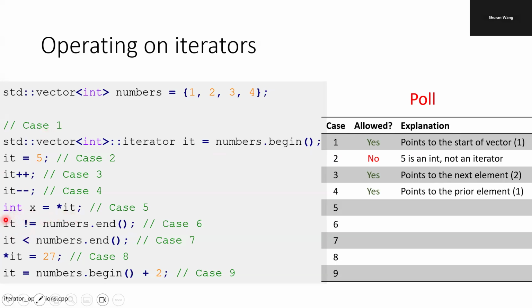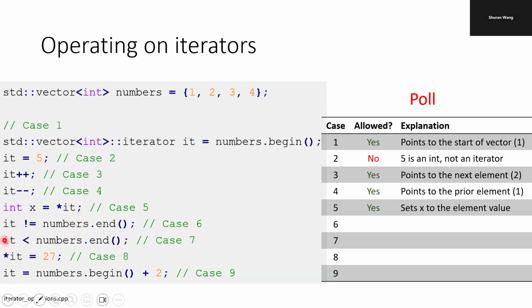Case 5, we are dereferencing it and saving into integer x. Who thinks this is allowed? Who thinks this isn't? This is actually allowed because dereferencing the iterator will get the value stored at that iterator, which is an integer in this case. So these are actually similar to pointers.